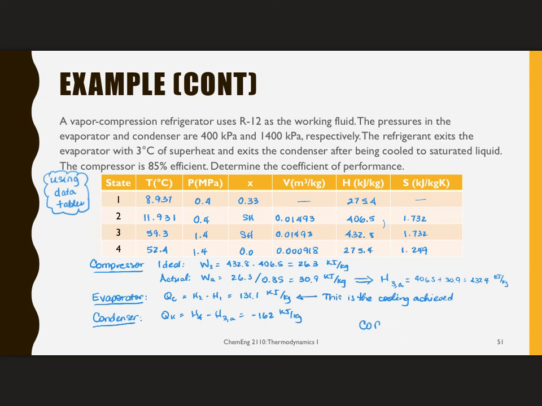Our coefficient of performance, or omega in this case, is going to be 131.1 divided by 30.9. We want the actual. And so we end up with a coefficient of performance of 4.24. As I noted before, we want to make sure that this is a value not limited by being between 0 and 1. In fact, it probably will be greater than 1.